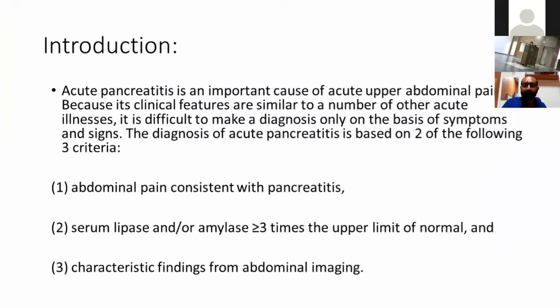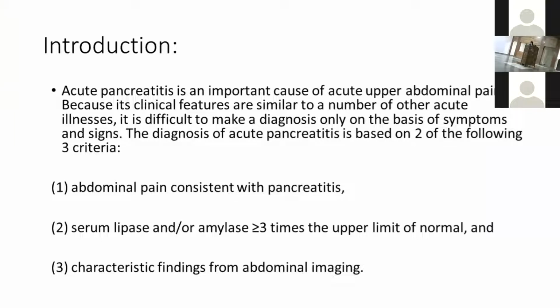Introduction. I think we would come across many cases of pain abdomen in the casualty. So acute pancreatitis is the most important cause of acute upper abdominal pain because its clinical features are similar to a number of other acute illnesses. It is difficult to make a diagnosis only on the basis of symptoms and signs.